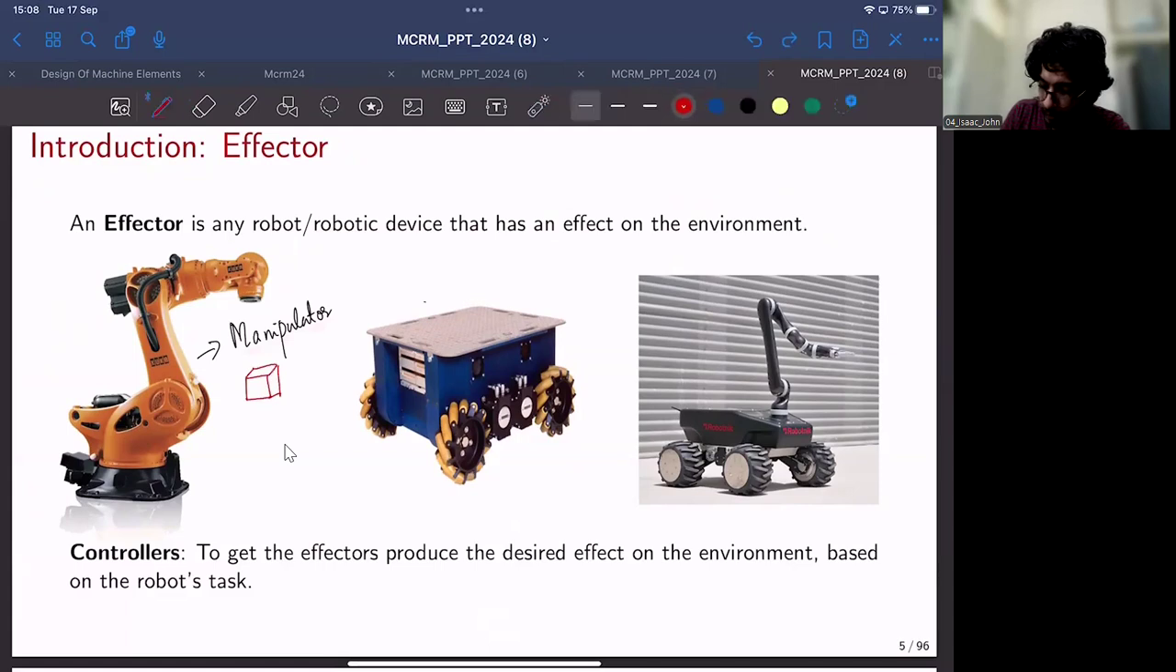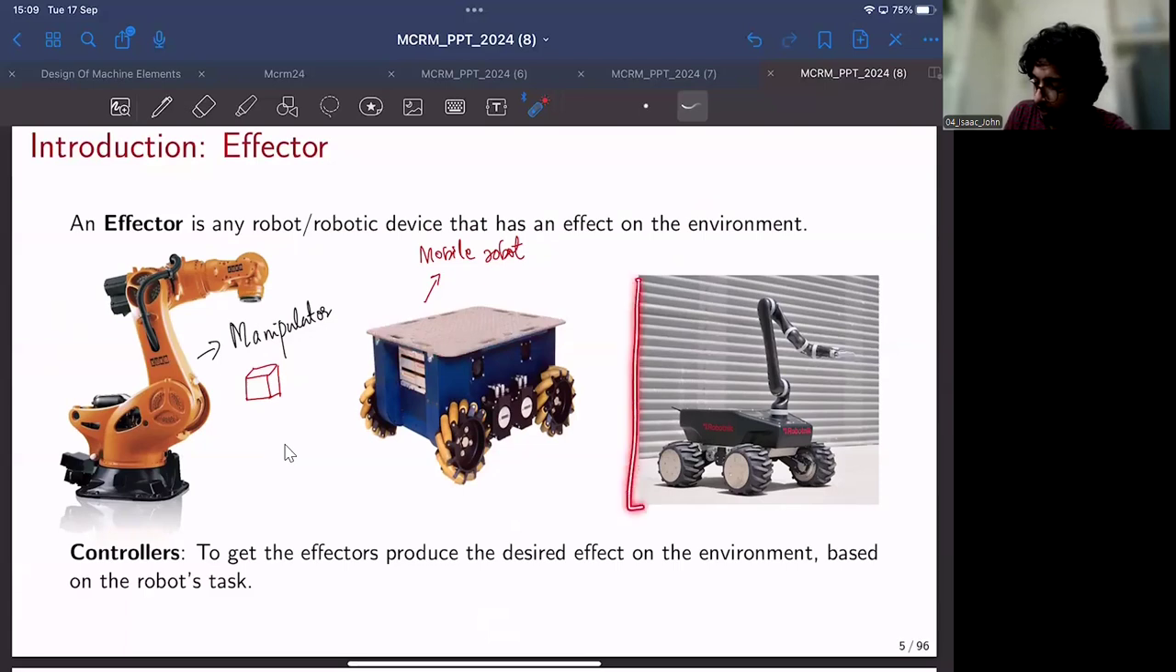And the second one over here is actually a mobile robot. Specifically in this case, it's a wheeled mobile robot. Out of all the possible mobile robots, this one is a wheeled mobile robot. And in case of a wheeled mobile robot or any mobile robot, the effect on the environment is the motion of the effector itself. So in this case, this is the effector, and due to the traction force imparted by the wheels, the effect on the environment would be the motion of the effector itself. That is in the case of a mobile robot.